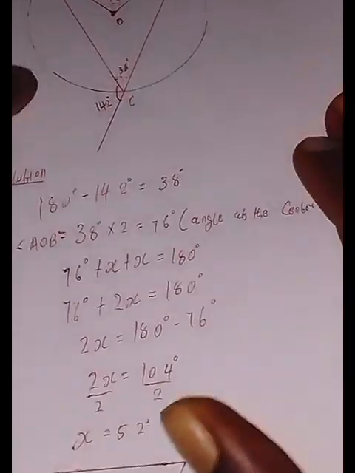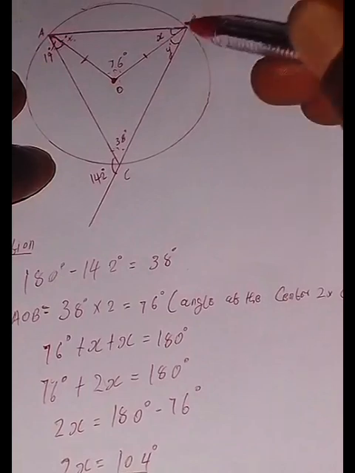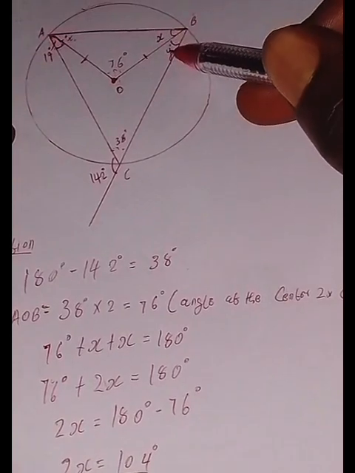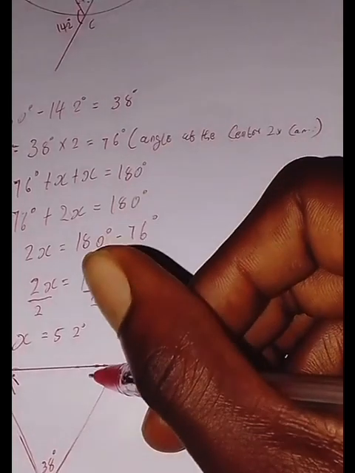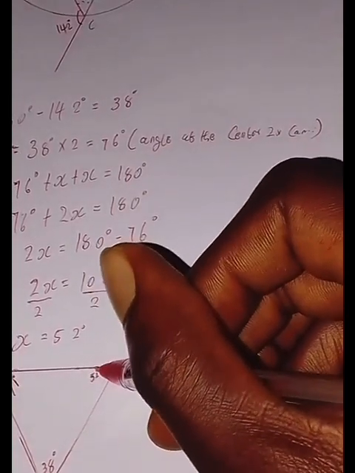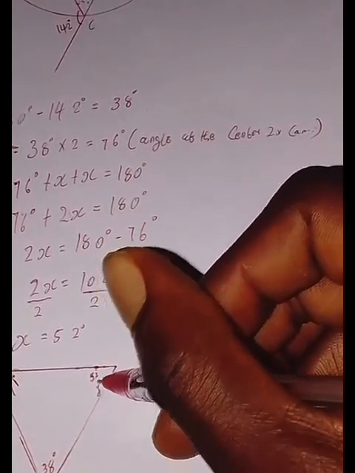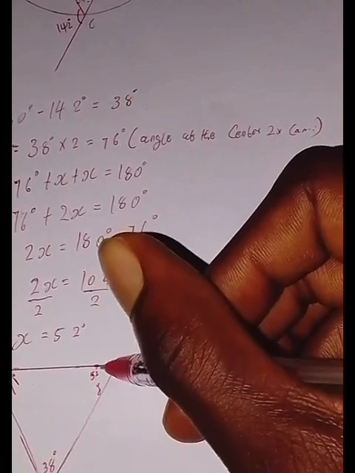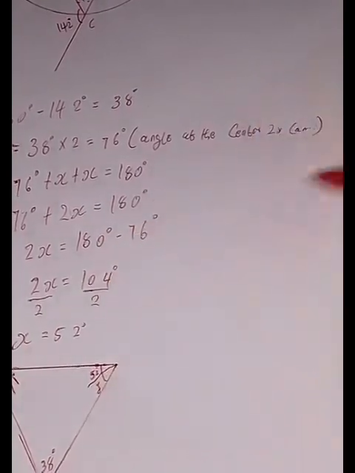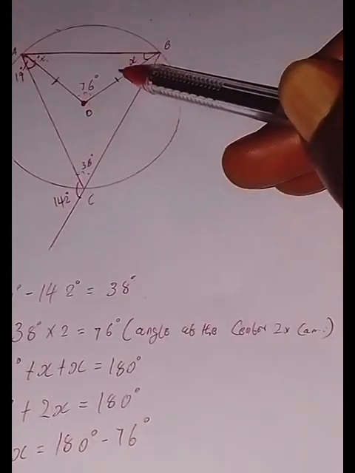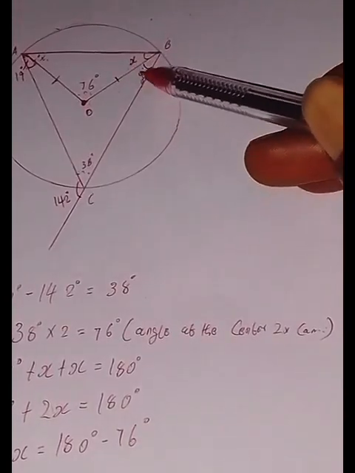And we have x here to be 52 degrees, and y to be, we don't know. We are looking for y here. We don't have the whole angle there. You only have this part to be 52. We are looking for y.